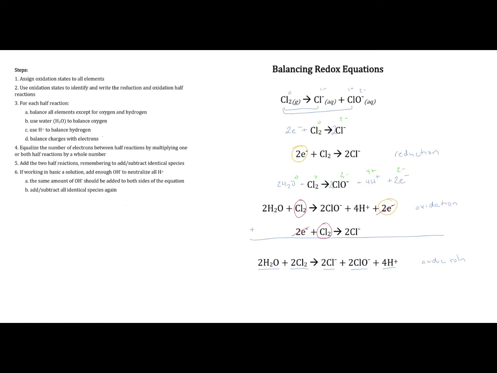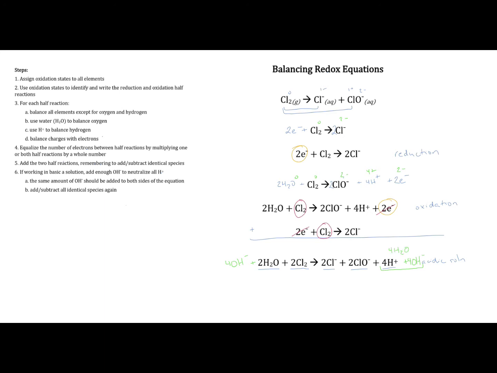So to convert to basic, I need to add hydroxide in to neutralize my acid. Because I have 4 H pluses, I am going to add 4 hydroxides. That will neutralize all my acid. But of course, whatever I do to the right-hand side of the equation, I must also do to the left-hand side of the equation. So I will add 4 hydroxides there. Now notice these 4 protons and 4 hydroxides are going to combine to form 4 water molecules.